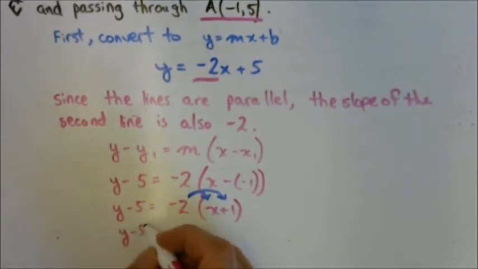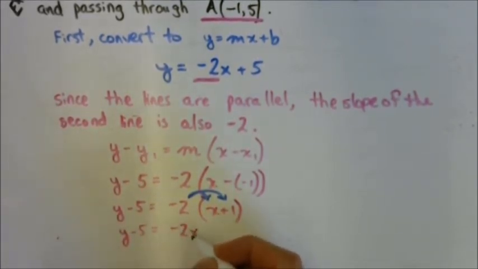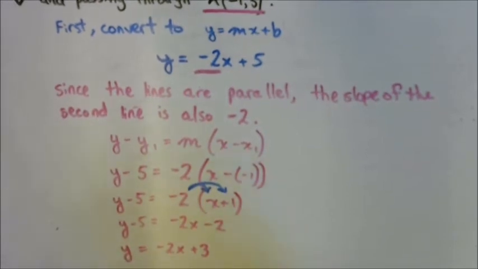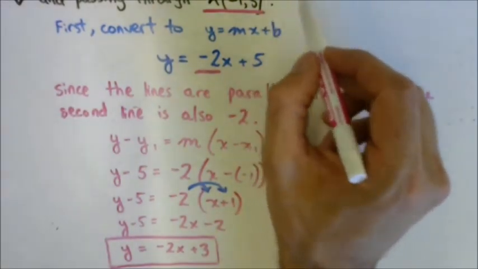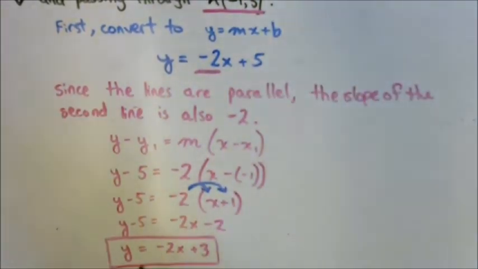We've got y minus 5 is equal to -2x minus 2. And now I simply add 5 to both sides. Y is equal to -2x plus 3. So the equation of the line that goes through the point A and is parallel to our original line is y equals -2x plus 3.